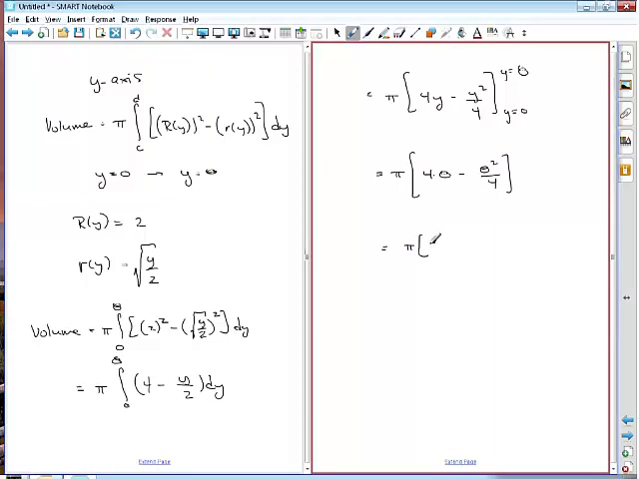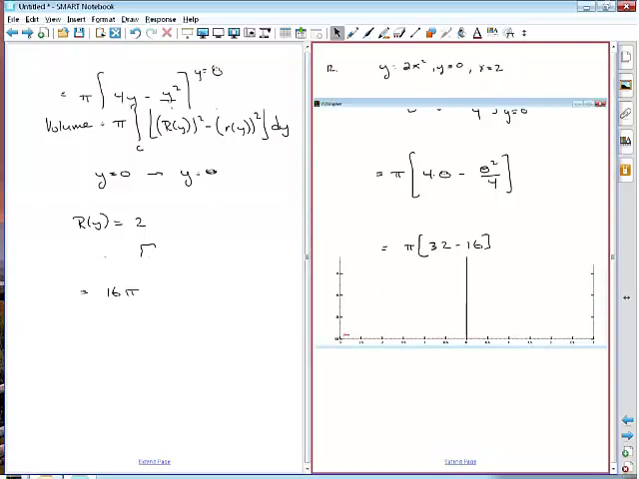Pi times 32. 64 divided by 4 is 16. So we'll have 16 pi. So that's part A. That's about the y-axis. Okay, let's go to part B here.